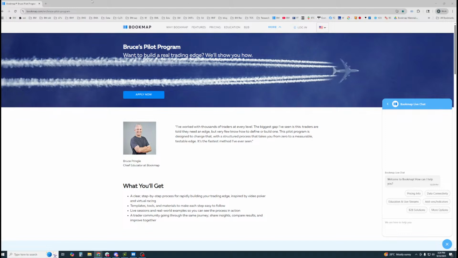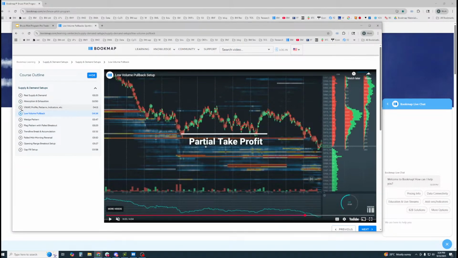All right, so let me pull that back up again. This is a very narrow trade in here, this low volume pullback. Now it happens all the time, but sometimes it can be a little tricky, and maybe you pass on it, and it happens very quickly, and you have to look for it.